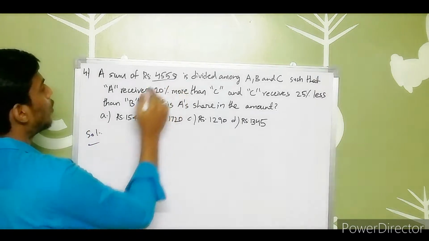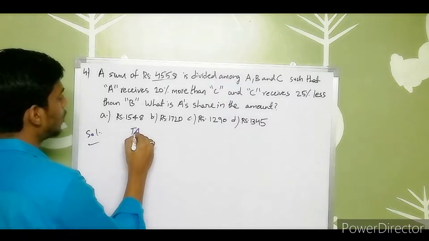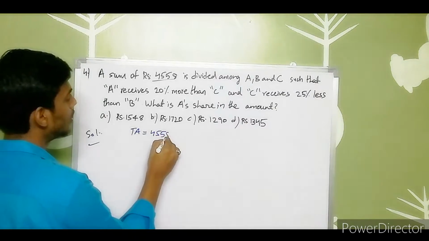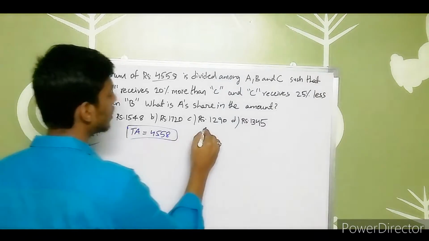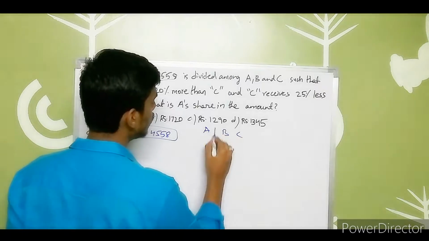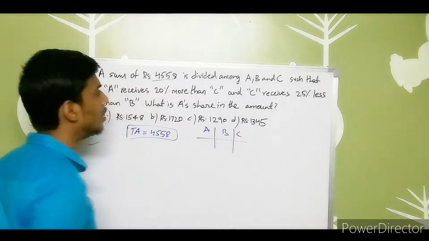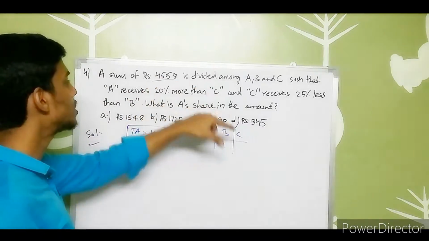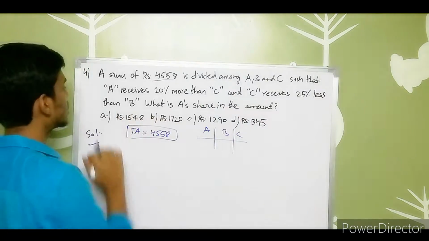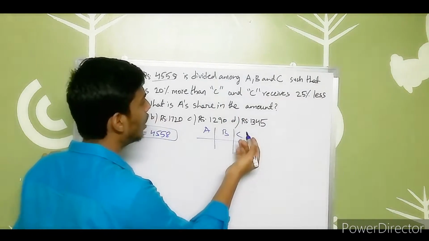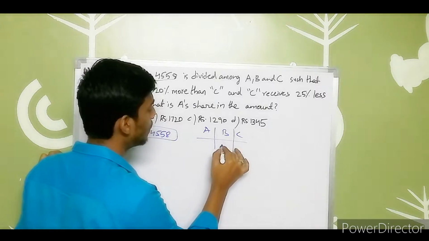So, the total sum amount is 4,550, guys. The total amount 4,550 is divided among three people, that is A, B, and C. We don't know their values actually. A receives 20% more than C and C receives 25% less than B. They haven't mentioned anything about B, so let us assume B as X.